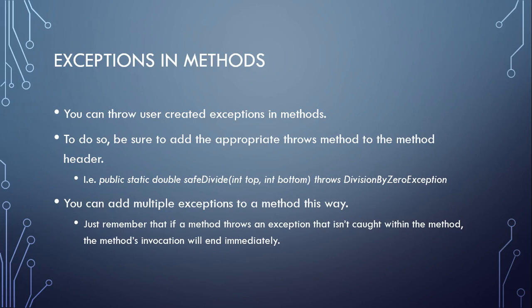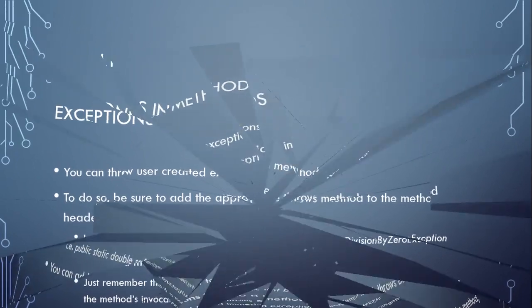Just remember that if a method throws an exception that isn't caught within the method, the method's invocation will end immediately. So, for example, let's say you do throw from the method, and that throw isn't really caught. It just terminates your method. It's going to exit out of the method because it doesn't have any way of really following up with this. So that's one reason why we might want to use a throws.